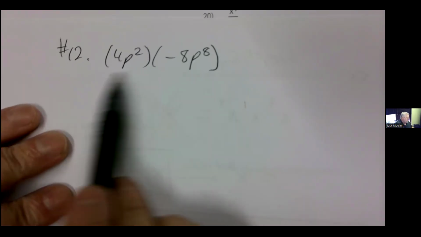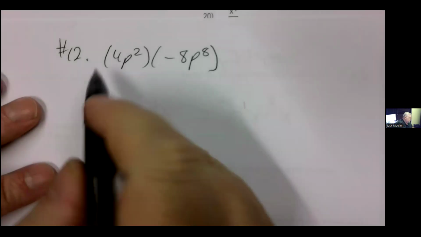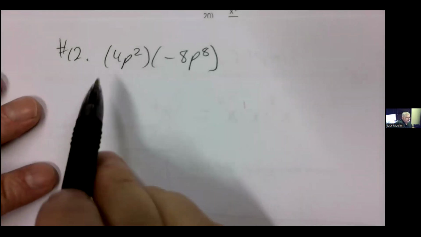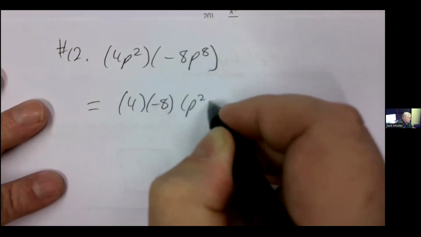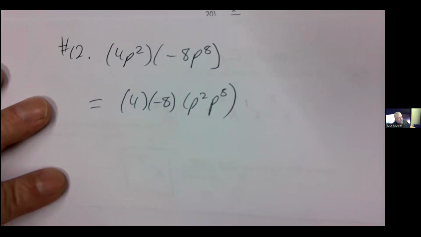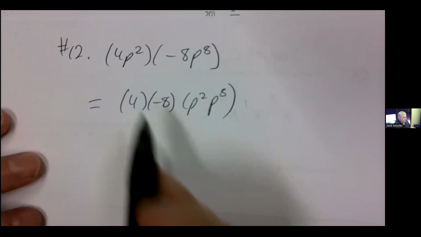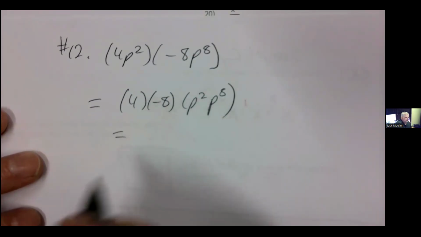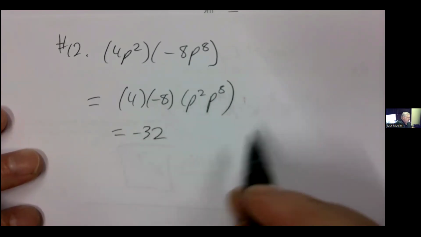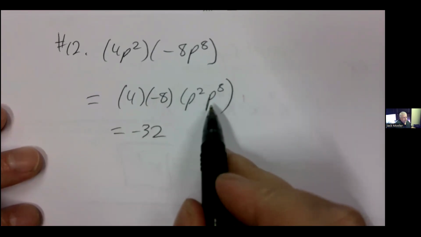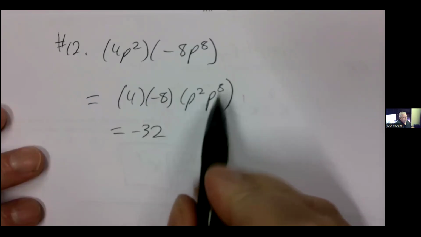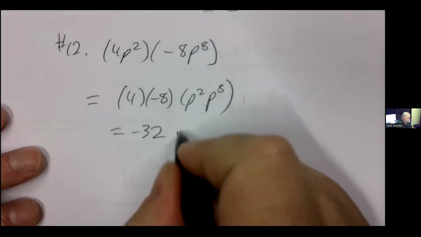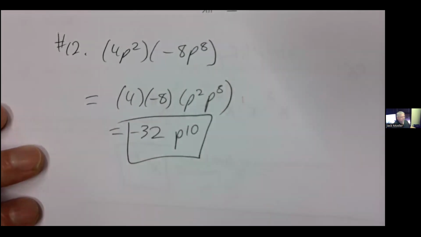Well, this is all multiplied, so the order doesn't matter. So what you're going to do is multiply numbers with numbers, p's with p's, x's with x's, y's with y's. And so we arrange this, put the numbers with the numbers and the p's with the p's. So now how do you multiply this? Well, your numbers are just like you've been doing since elementary. That's negative 32. And then how do you deal with p squared times p to the 8th? Multiplying the base, so we add the exponents. So 2 plus 8 gives us p to the 10.